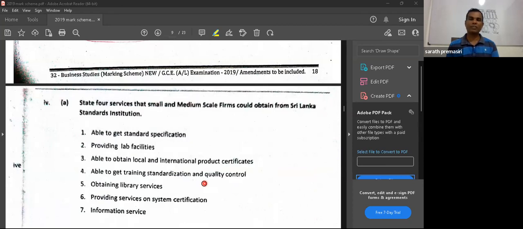System certification. Now, technical operators are concerned, system certifications are here. Information services. You can get information about consumer protection, about standardization, about standardized analysis. All these details can be obtained from the Standards Institution. Please write it down as well.